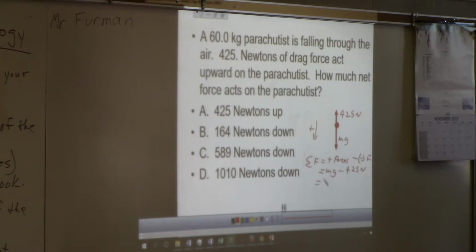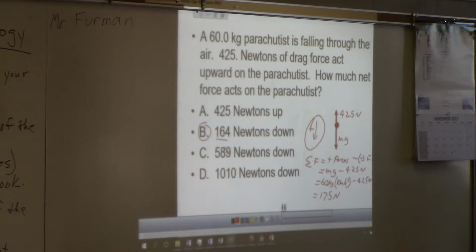So mg, that's his mass, 60 kilograms times g, 10 meters per second squared. And does that make you cringe every time I do that? Minus 425 newtons. 60 times 10, that's easy, right? 600. What's 600 minus 425? 175 newtons. And that's a positive, which means that I have a net force in the positive direction, which is down.